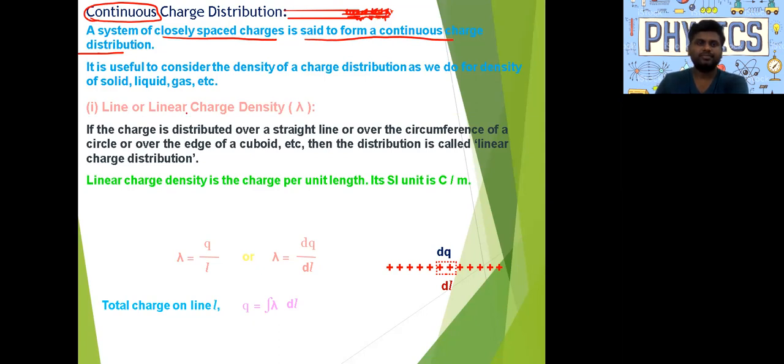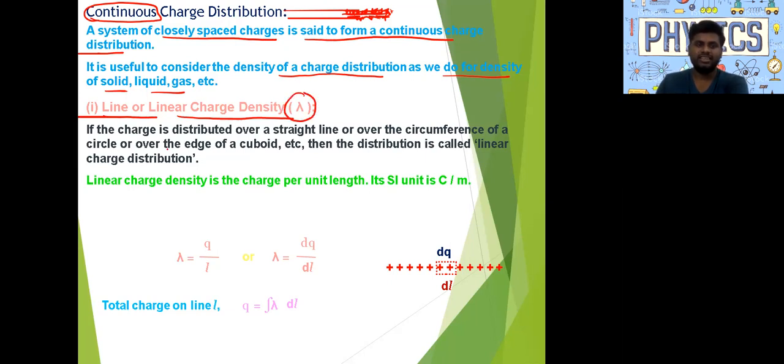Next, it is useful to consider the density of charge distribution as we do for the density of solids, liquids, and gases. So in order to find the charge distribution, we'll consider the densities. Then we'll get the continuous charge distribution, how the charge is distributed. For that, we are taking first the line or linear charge density. This is denoted by lambda.